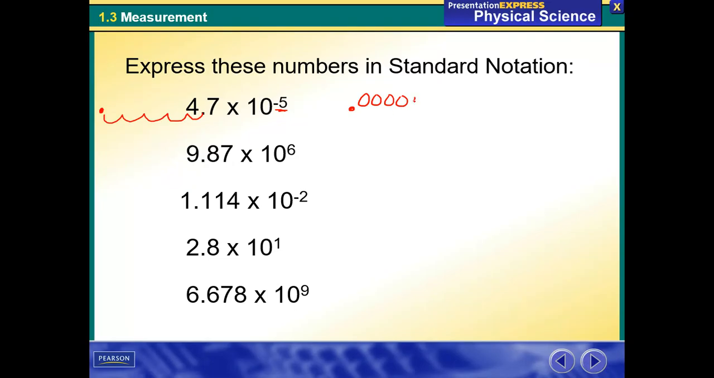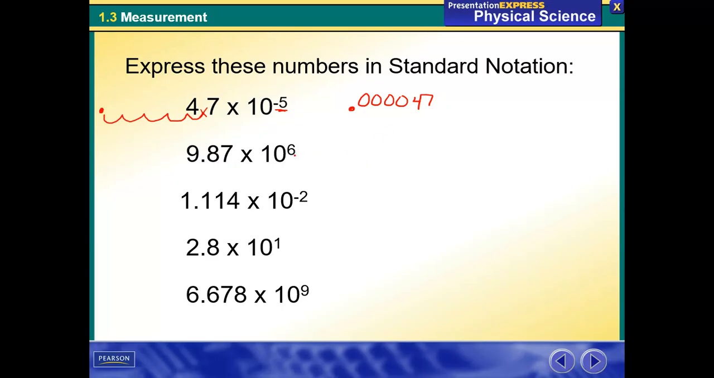Then we're going to write the 4. And then remember, this decimal, we moved it, so it doesn't belong there anymore. And then we're going to write the 7. So 0.00047 is the correct way to write this number in decimal form.